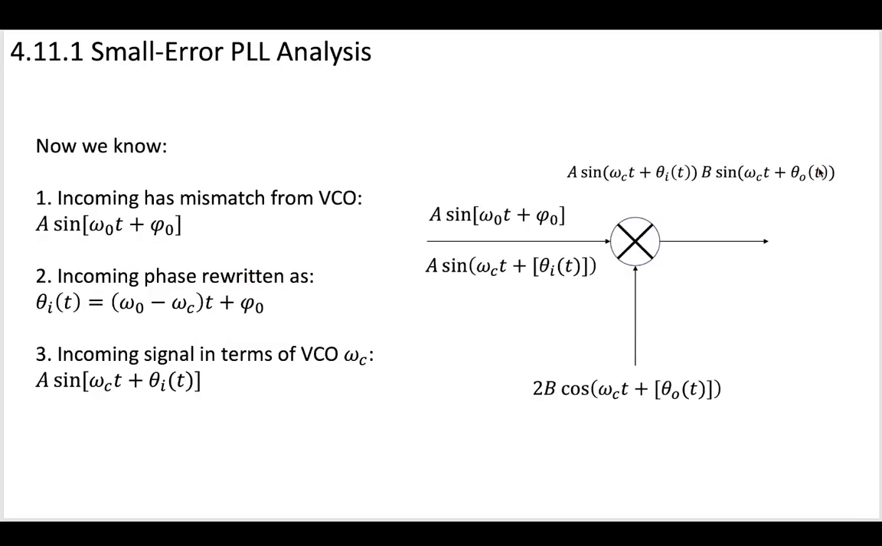So what we know now is that the incoming signal has a mismatch from the VCO, has some different frequency, some different phase. We know that the incoming phase can be rewritten like this, so that the incoming signal can be written in terms of the VCO quiescent frequency. And so this is what our situation looks like, and we're trying to figure out how we can get this minus this to be equal to 0. So we want there to be 0 error here.